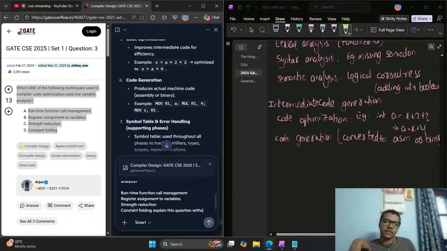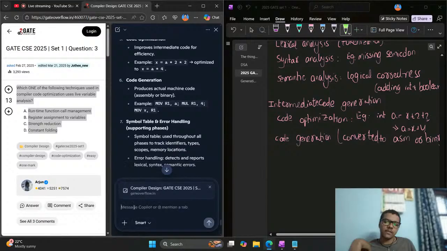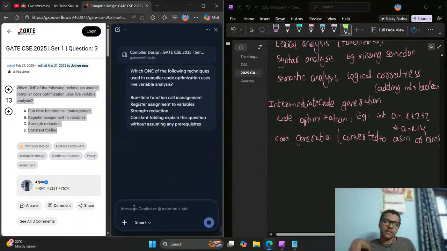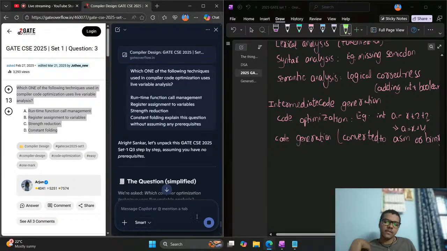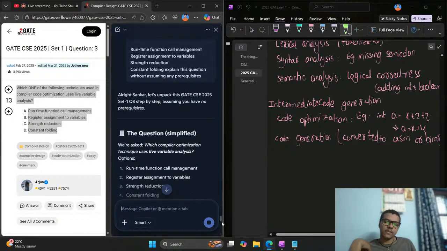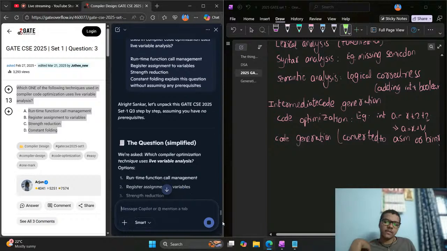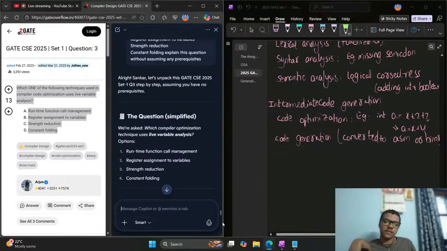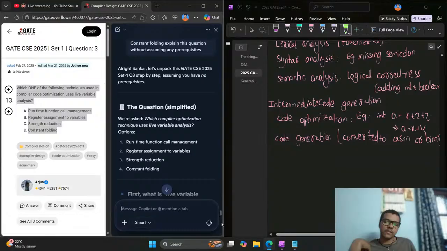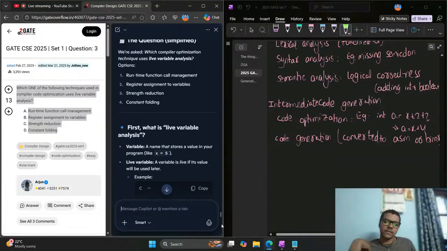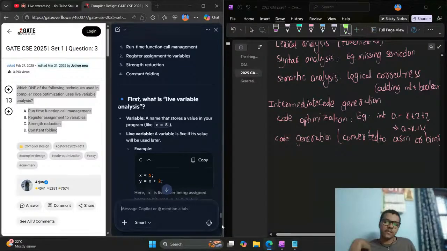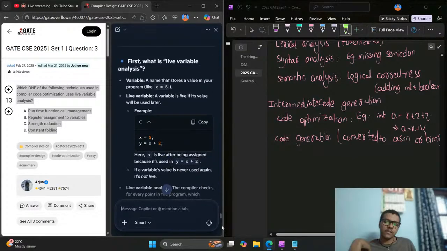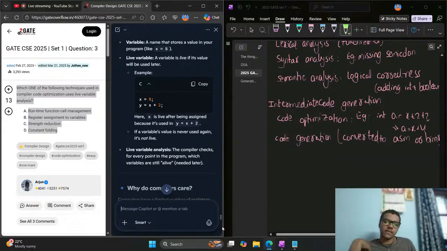Rationalize this question without assuming any prerequisites. How about that? So, which compiler optimization technique uses live variable analysis? First, what is live variable analysis? Here x is live after being assigned because, okay, if variable value is not used again, it is not live. That's good.